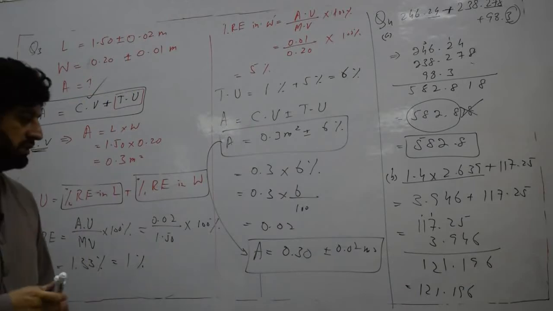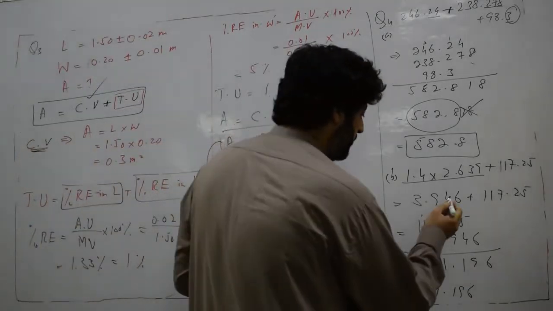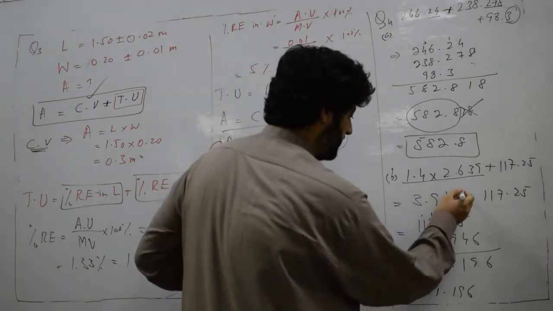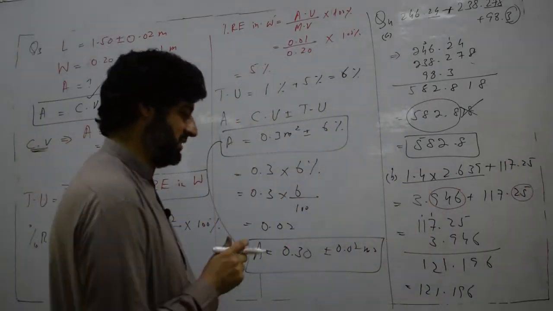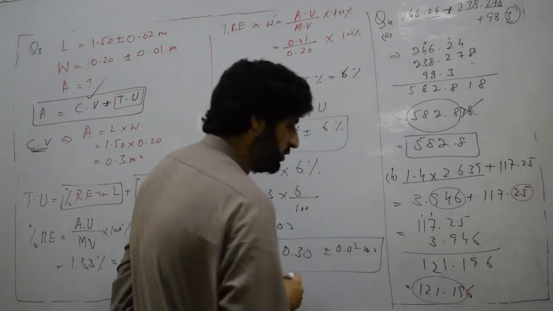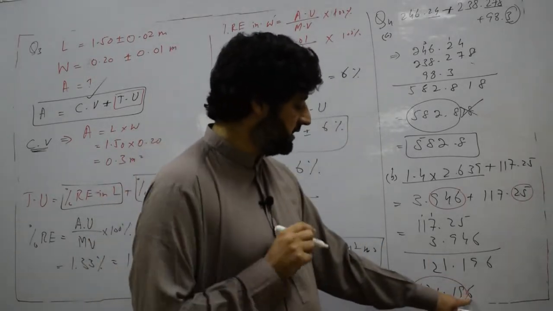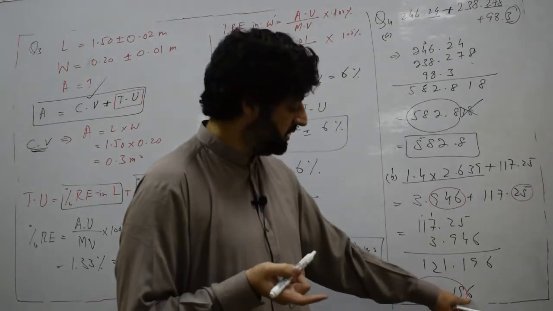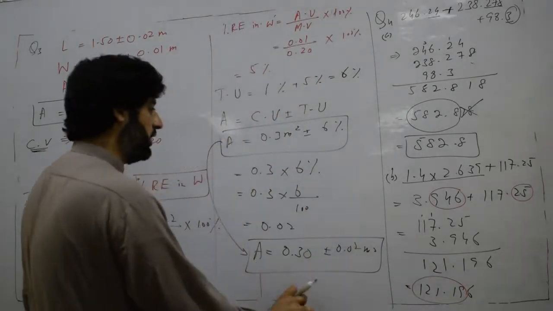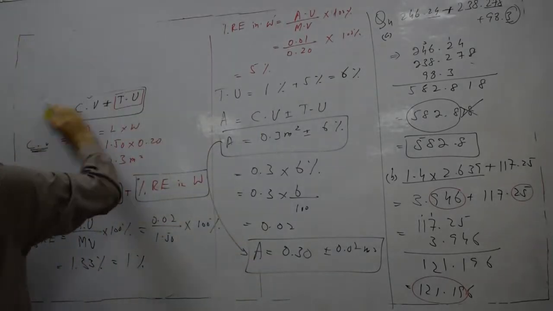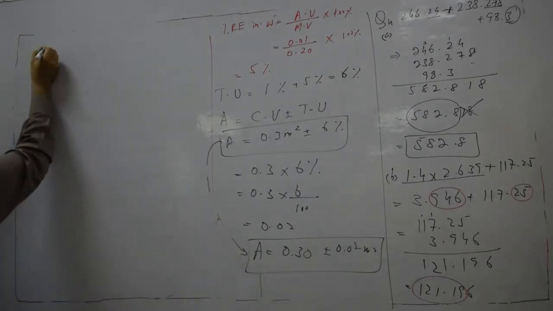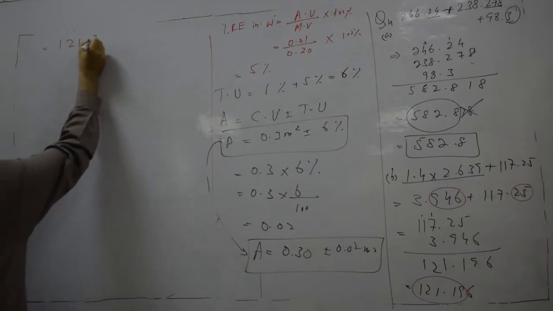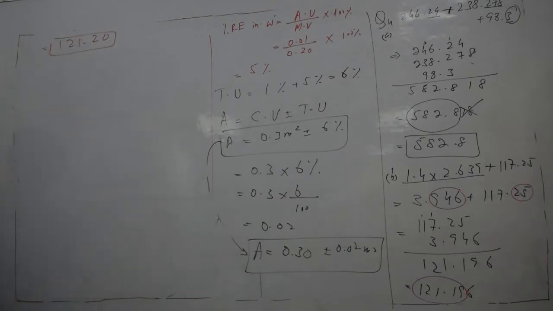Now use the rule for addition. Here we have 3 decimal digits, and here we have 2 decimal digits. So the answer should contain 2 decimal digits. So 6 is the last digit, and it is greater than 5. If it is greater than 5, then add 1 in the second last digit. So it will be 121.20. That is the correct answer for this figure.